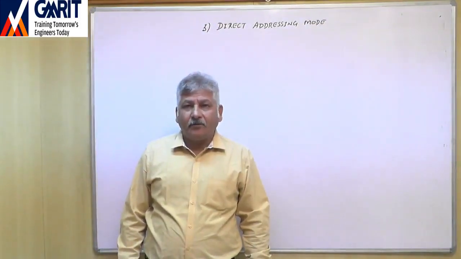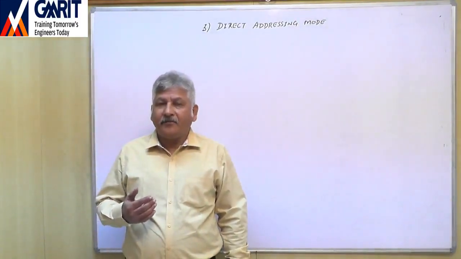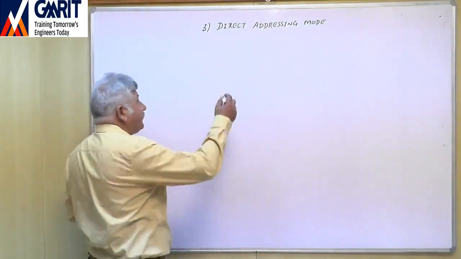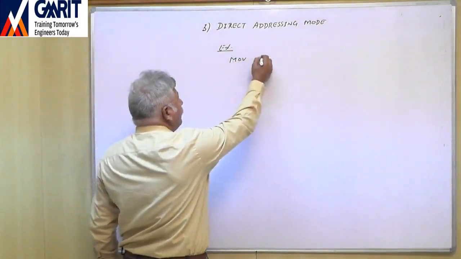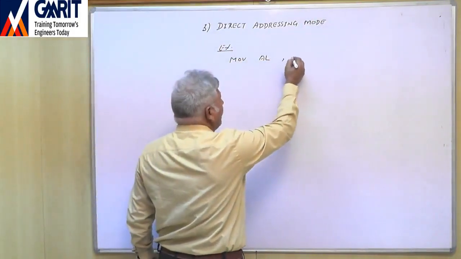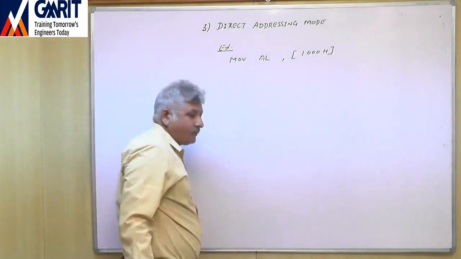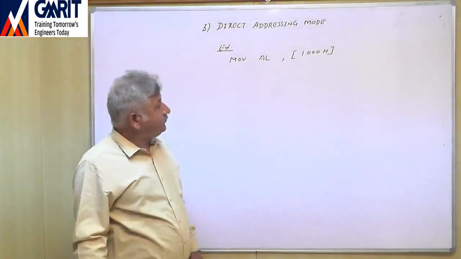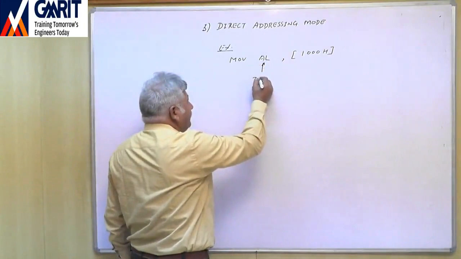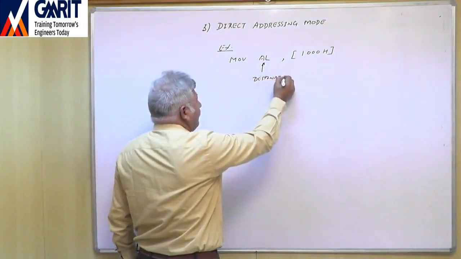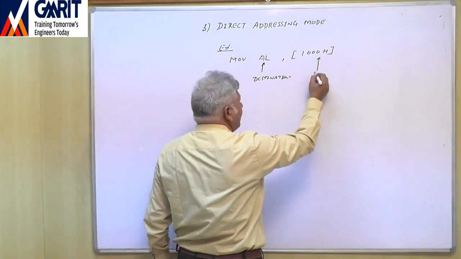Now in case of direct addressing mode, the offset address, the offset value of the data, is given in the instruction. Okay? For example, MOV AL, [1000H]. Now, this is the instruction. In this instruction, the AL register is our destination, and the offset address of our source is given with the instruction.